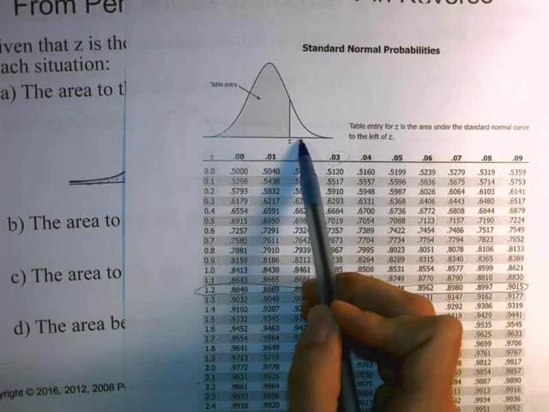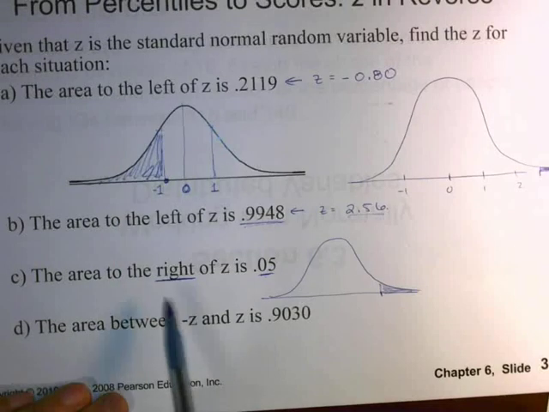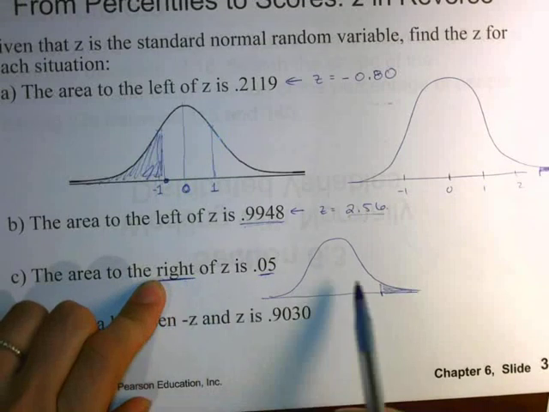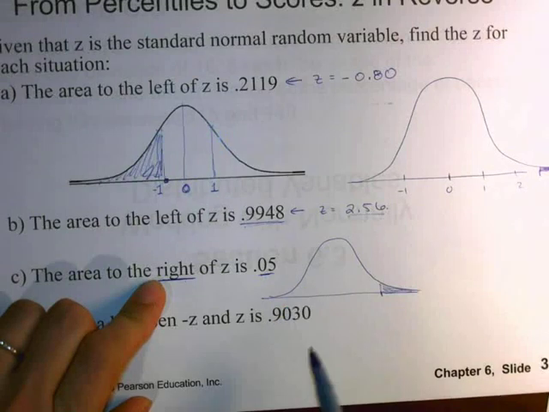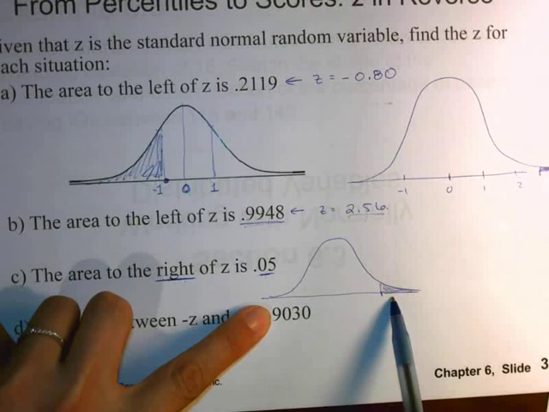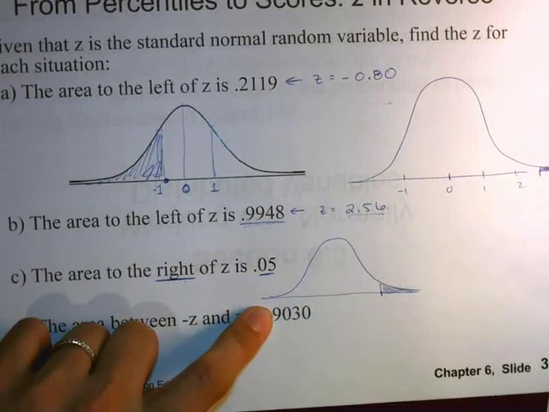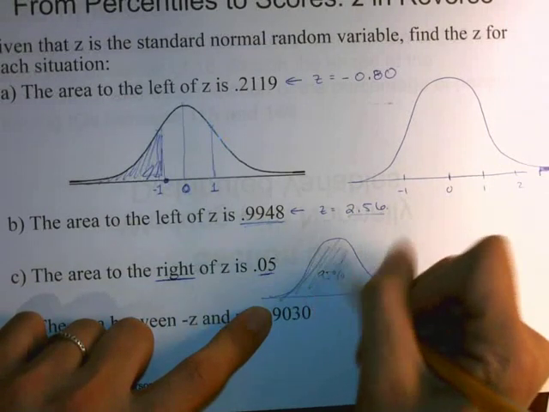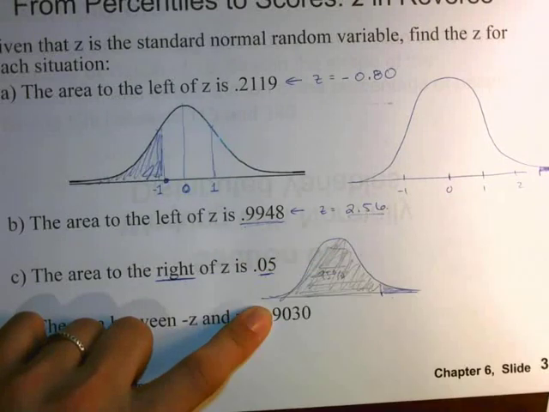When we look up the z values, it doesn't tell us the area to the right of the curve. It tells us the area to the left of the curve. So if we are interested in finding something that is to the right, what we need to do is figure out the area to the left with this table, and then we can subtract that from 1. So if this is 5% of the data, that means that leaves 95% of the data to the left.